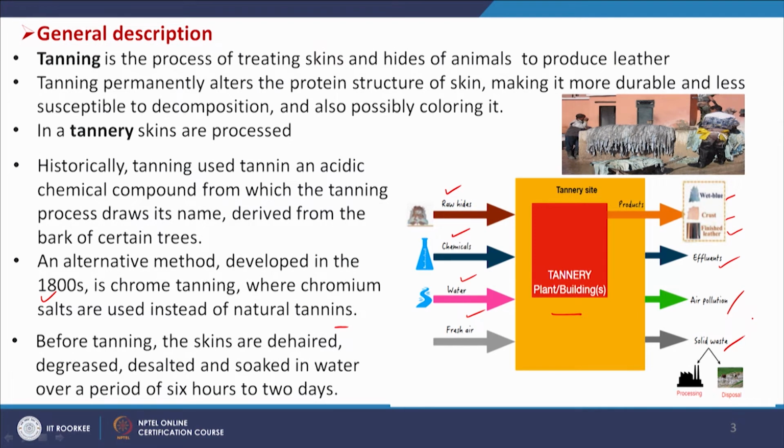And along with this product there will be some effluents, emissions, that is air pollution, and solid waste will also be generated, and that solid waste needs to be processed and disposed of. And this figure shows us how the skins are converted to final or intermediate products.